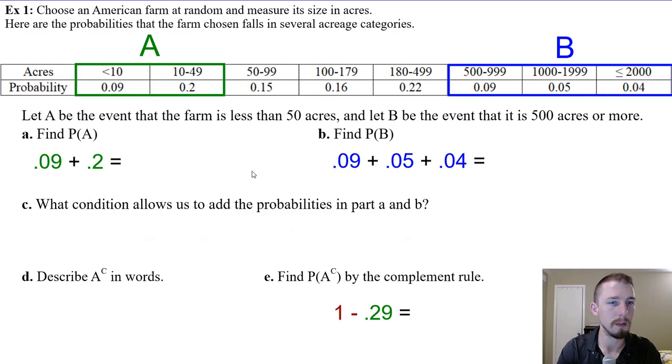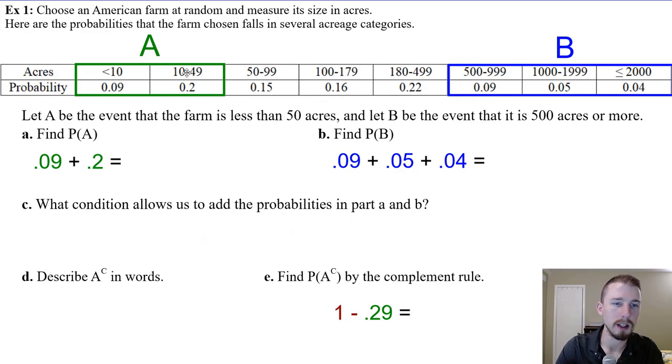All right, so choose an American farm at random and measure its size. Here are the probabilities that the farm chosen falls in several acreage categories. So basically, they give us the probability assignments for the acreage categories. Let A be the event that the farm is less than 50 acres, so that's going to be these two, and B be the event that it's 500 or more, which is going to be those three different categories. Find the probability of event A.